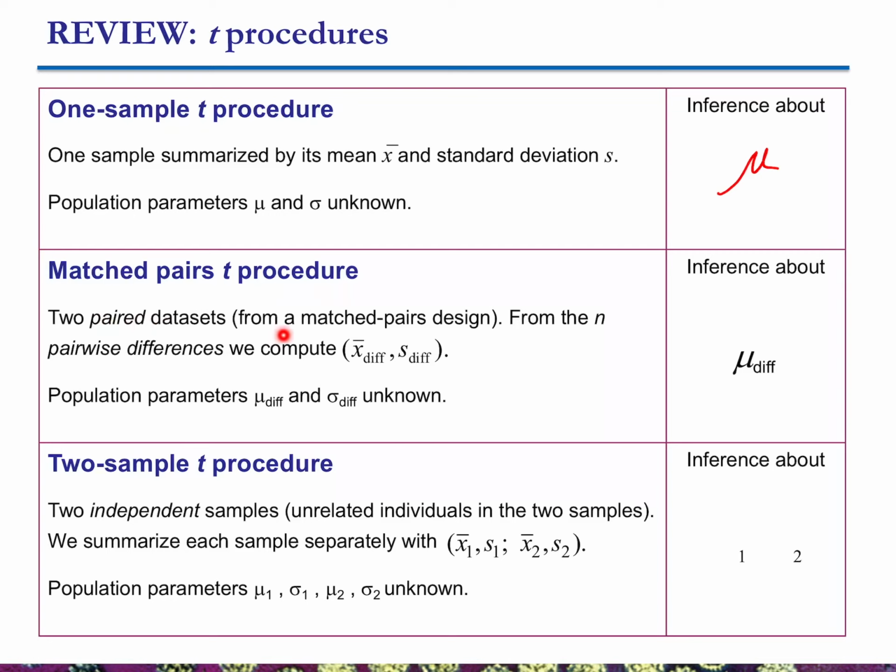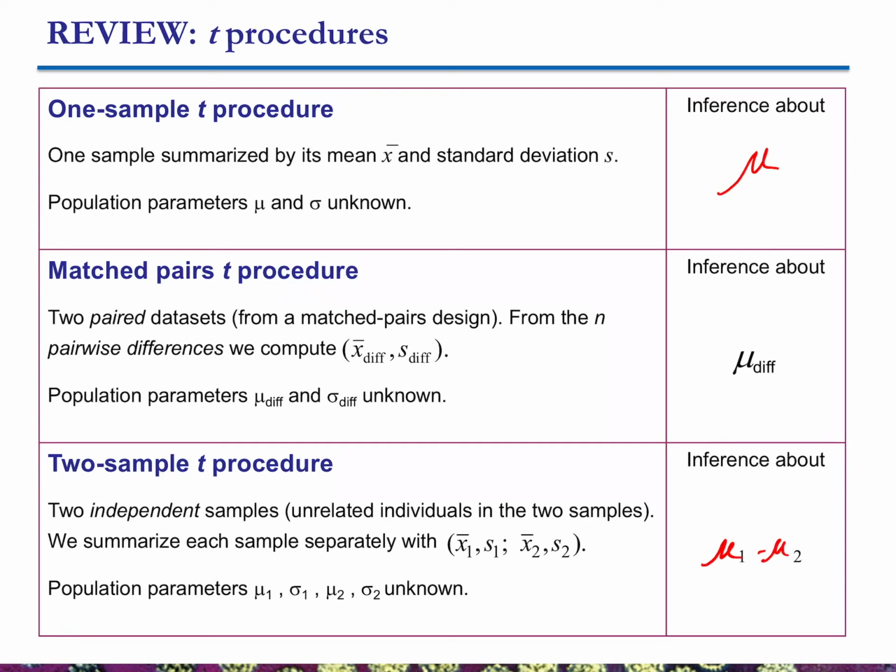In a matched pairs t procedure, also a one sample, we have two paired data sets from a matched pairs design, maybe pretest and post-test scores, for example. From the pairwise differences, the mean difference, in other words, and the standard deviation of that mean difference, we are estimating the population mean difference and the population standard deviation of the difference, both of which are unknown. So this is the parameter that we're inferring about.